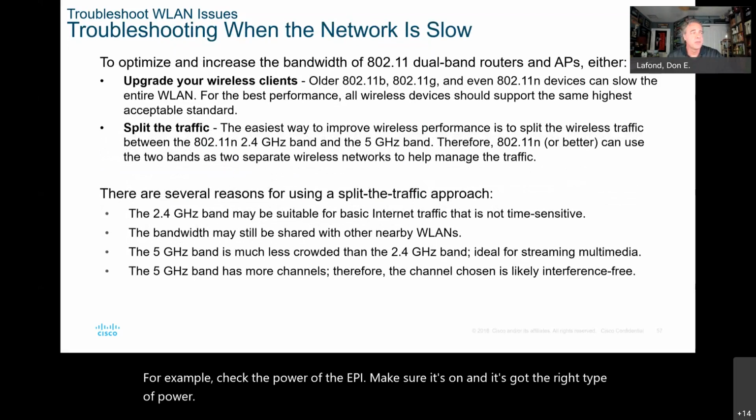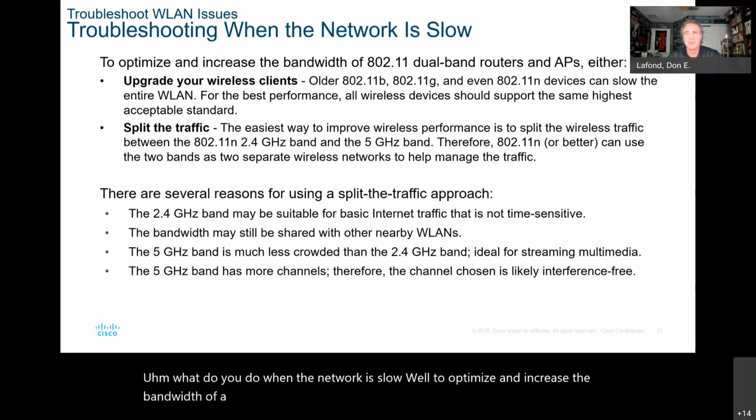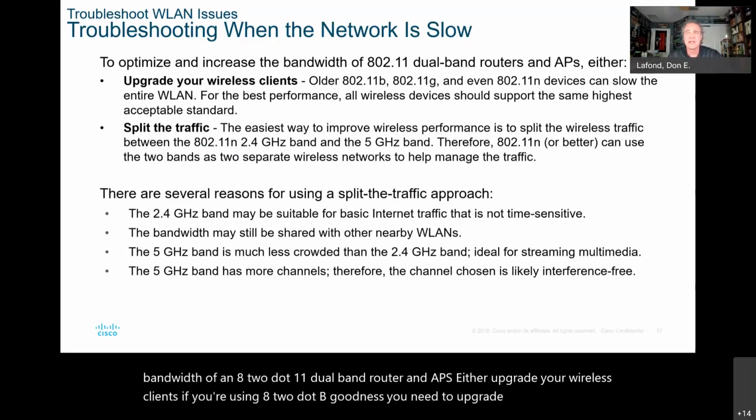What do you do when the network is slow? Well, to optimize and increase the bandwidth of an 802.11 dual band router and APs, either upgrade your wireless clients. If you're using 802.11b, goodness, you need to upgrade that. Even G is getting out of date.